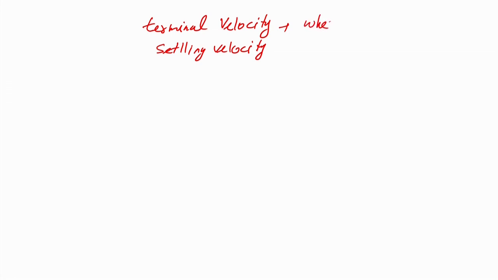But what we are more interested in is the term which we call the terminal velocity or settling velocity. Now, what is terminal velocity? If the particle is moving down or settling down, I will call it the same as the settling velocity. So, how is terminal velocity defined? Terminal velocity is defined when all the forces are balanced.